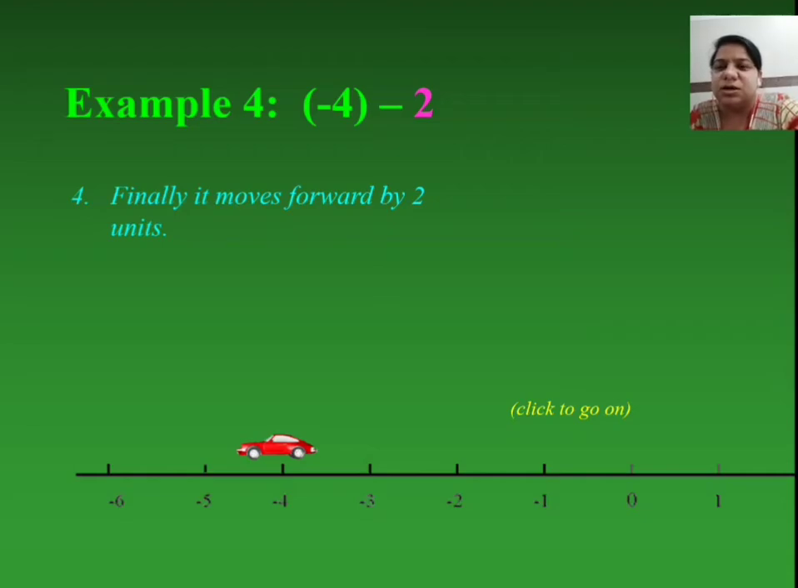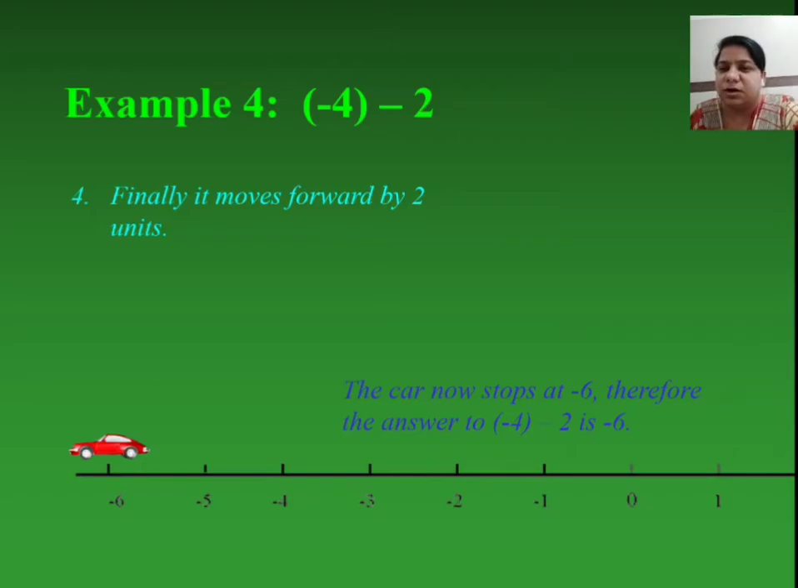So it means we have to move 2 steps forward, but in the same direction now. In which direction? The car is facing left now, so 2 steps to the left, because we have changed the direction of the car. We have already changed it. So now it is at minus 6. It means that minus 4 minus 2 will become minus 6.